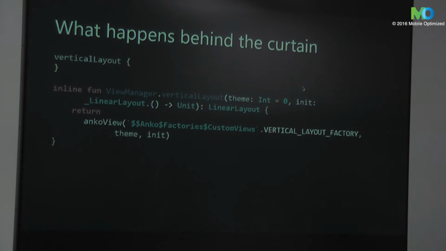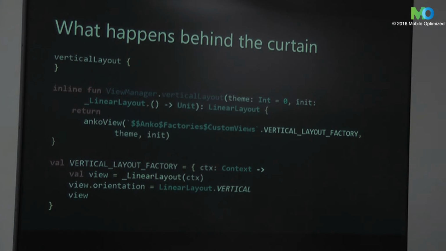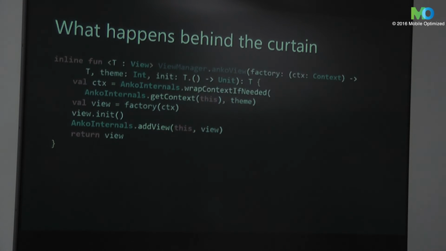That block, which comes after the vertical layout, is actually the last parameter of this method. Kotlin just hides the parentheses, so you don't have to write parentheses if your last parameter is a block or a lambda. So inside the block, you actually have this underscore linear layout as the this. So it is the receiver of that block, and you can define operations on the linear layout itself. And this Anko view is also an extension method over the view manager, and it actually has this factory, which basically just generates this linear layout for us in the first place.